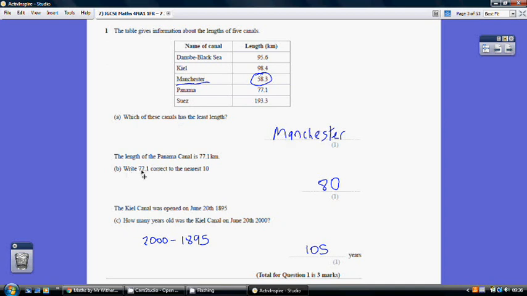Now part B, write 77.1 correct to the nearest 10. So we're going up in 10. So 60, 70, 80. So that's nearest 80. And then part C, the Kiel Canal was opened on June 20th, 1895. How many years old was the canal on June the 20th, 2000? So we've got to do 2000 take away 1895 on your calculator, and that's 105 years.